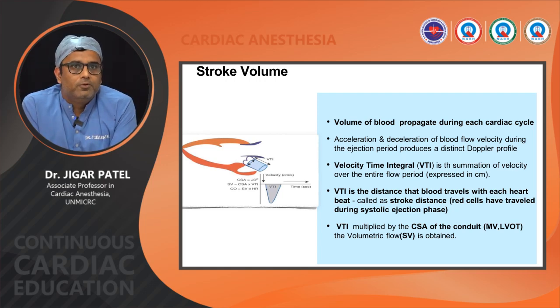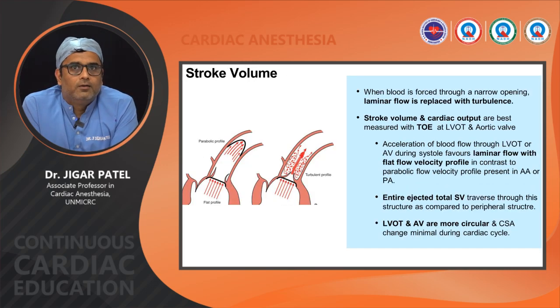When you multiply VTI with the cross-sectional area of the conduit of measurement, like across the mitral valve or across the aortic valve, you obtain volumetric flow or stroke volume. And when you multiply this stroke volume with heart rate, you can get the cardiac output measurement.